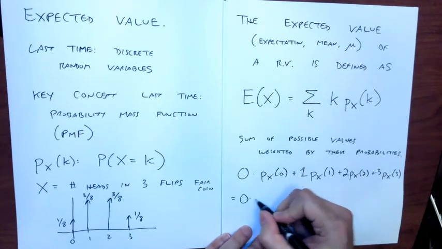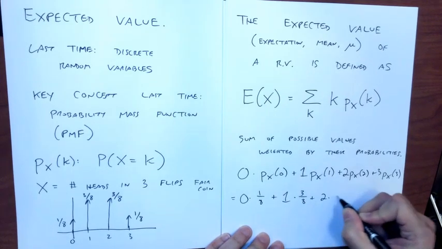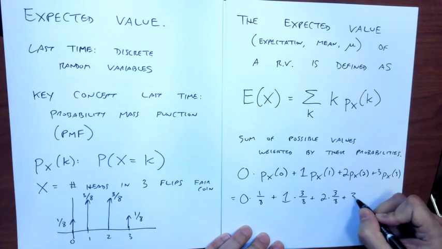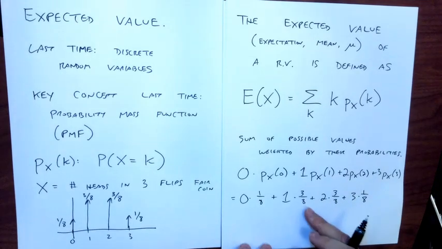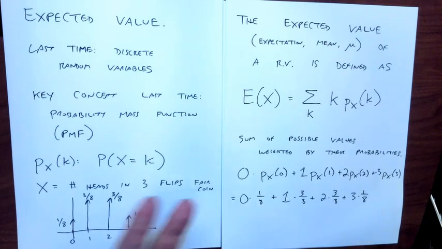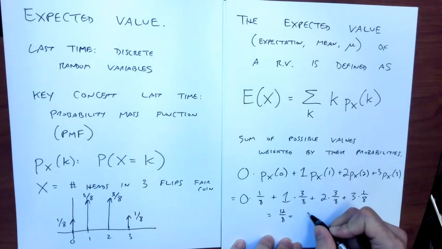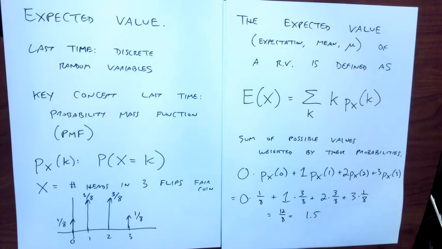So that's equal to 0 times 1/8 plus 1 times 3/8 plus 2 times 3/8 plus 3 times 1/8. So I add this up, I get 3/8 plus 6/8 plus another 3/8 is 12/8, right? So that's going to be like 1.5, right? And so this kind of makes intuitive sense, right? Because 1.5 is kind of the middle of this distribution, right? So that makes sense in the intuitive sense of an average, right?